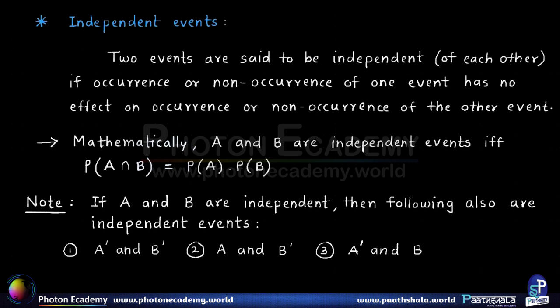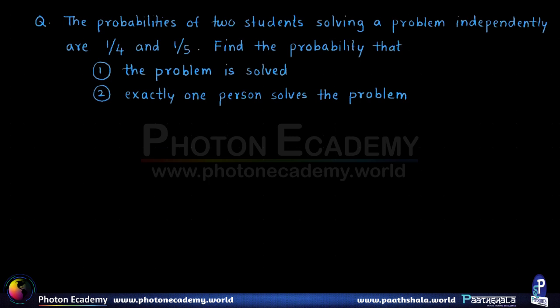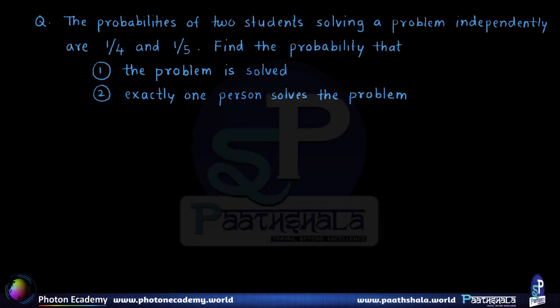Now let us solve one question based on the independent events. The probabilities of two students solving a problem independently are 1/4 and 1/5. Find the probability that the problem is solved, and find the probability that exactly one person solves the problem.